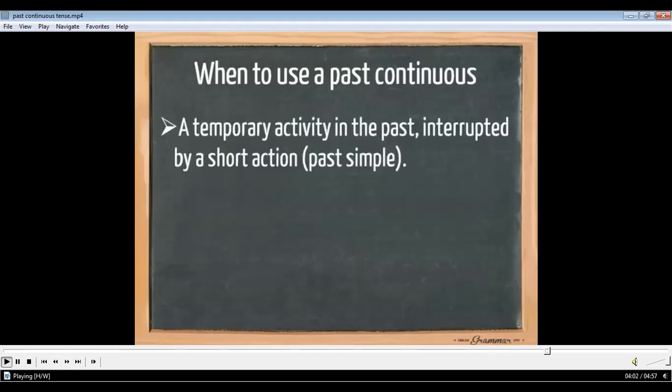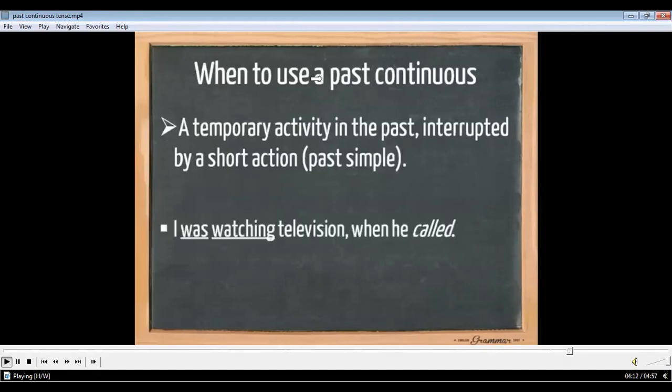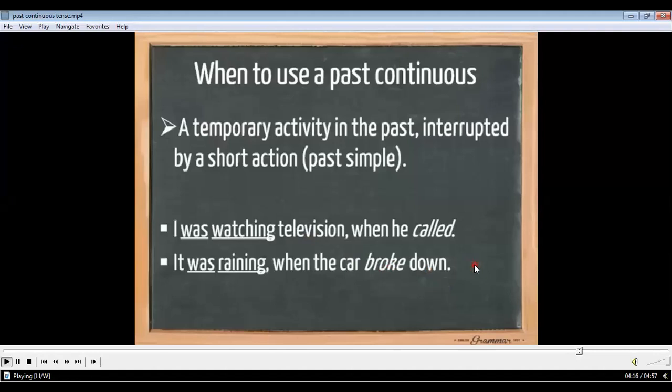We also use the past continuous for a temporary activity in the past, interrupted by a short action. This short action is usually expressed by the past simple. I was watching television when he called. It was raining when the car broke down.